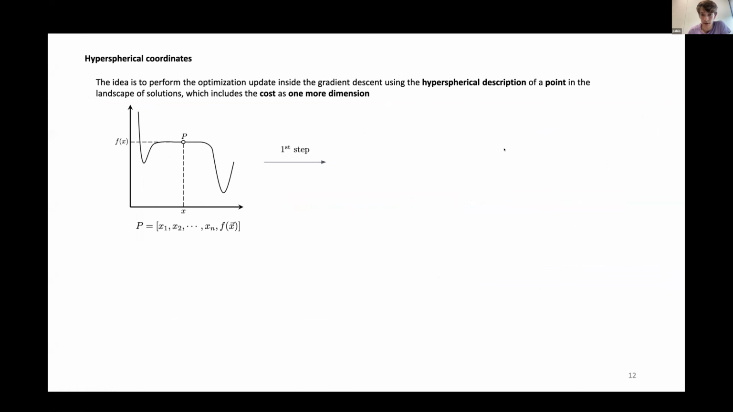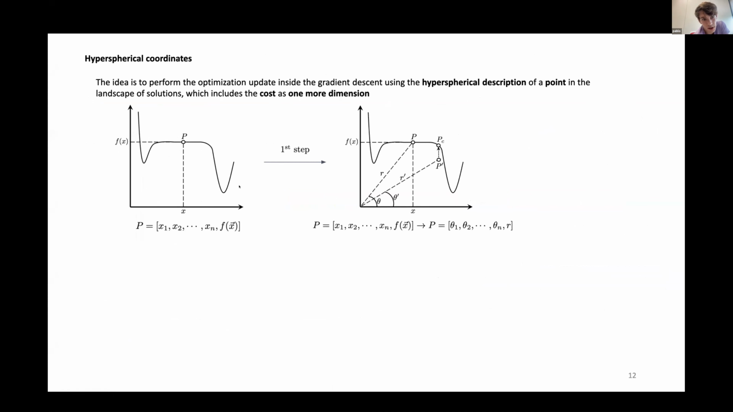So the first one, with hyperspherical coordinates: the idea is to perform the optimization, updating the gradient descent using the hyperspherical description, but always taking the reference of your cost function in the original reference frame. If you look at this picture, you are stuck here at this point P, and when you try to perform your gradient descent, you cannot; you get stuck.